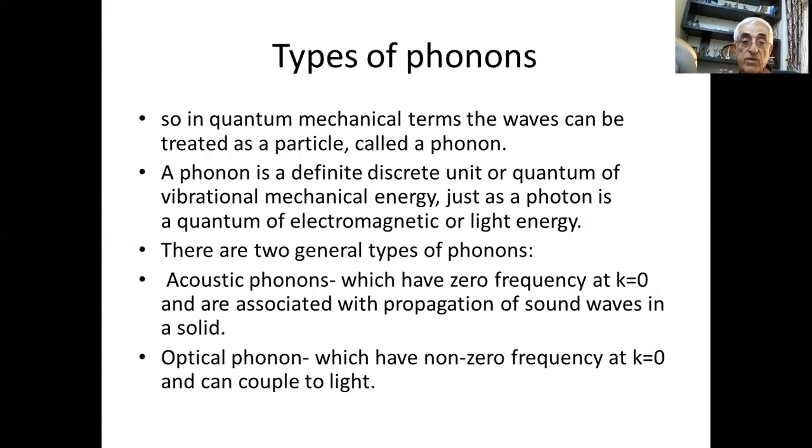Types of phonons. In quantum mechanical terms, the waves can be treated as a particle called a phonon. A phonon is a defined and discrete unit or quantum of vibrational mechanical energy, just as a photon is a quantum of electromagnetic or light energy. There are two general types of phonons. Acoustic phonons, which have zero frequency at K equal to 0, and are associated with propagation of sound waves in a solid. Optical phonons, which have non-zero frequency at K equal to 0 and can couple to light.